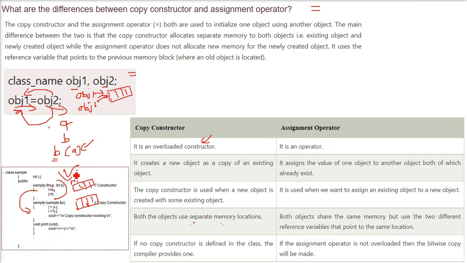Copy constructor: if no copy constructor is defined, the compiler will provide you one. It is already there with you. Assignment operator: if it is not overloaded, then a bitwise copy will be made. As I said, the object can only be assigned properly when this is your overloaded operator.